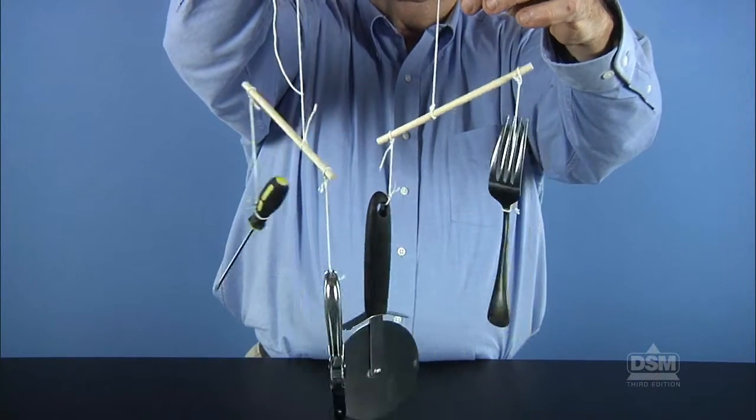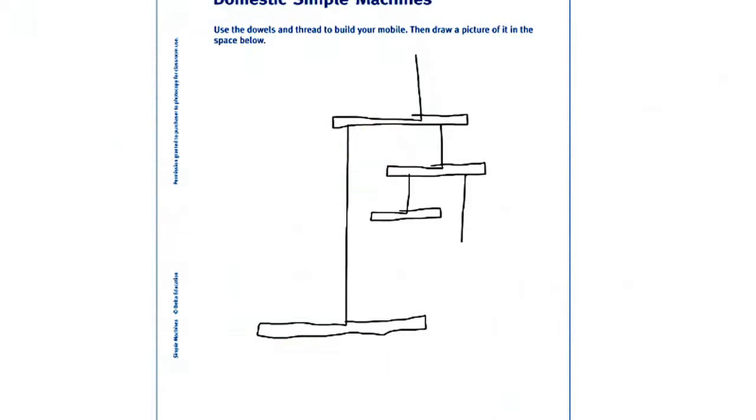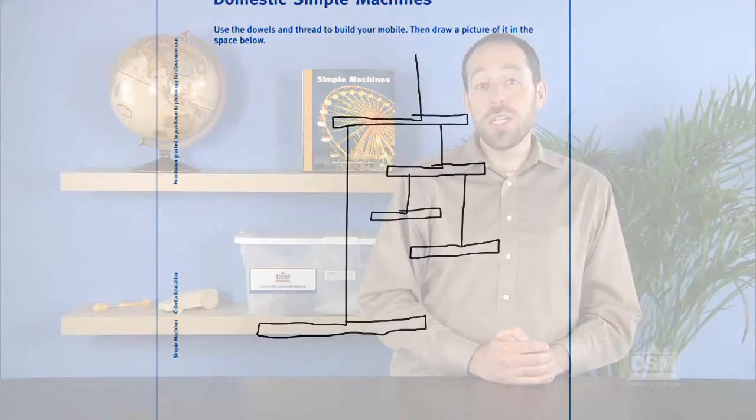Then ask students, what type of simple machine does your mobile resemble? When students identify the simple machine, ask, where do you think the fulcrum is for each dowel? After students have identified the fulcrum, have students draw their mobiles on their activity sheets. To conclude the activity, you may want to hang up the mobiles.